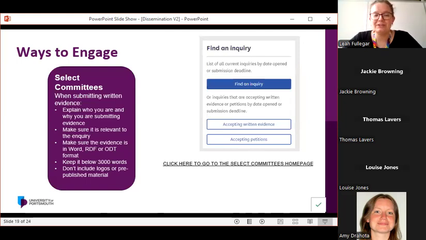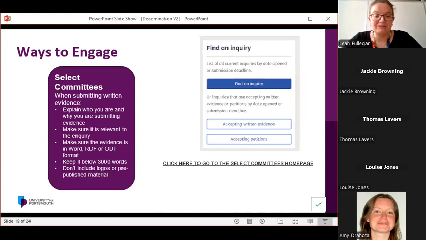At the moment, there are no committees accepting written evidence because of the new government in place. They're yet to appoint or reappoint committee members, and all committees automatically cease to exist when Parliament dissolves. So they're just being reappointed at the moment. But it's worth checking up.